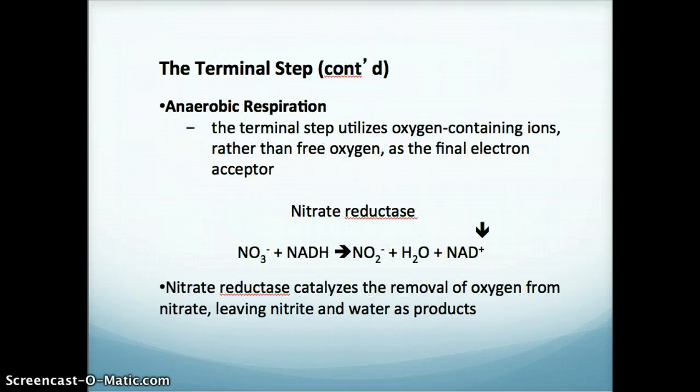When we look at the terminal step, if it's anaerobic respiration, what we see is that it utilizes oxygen-containing ions, not free oxygen, as the final electron acceptor. So in this case, it would be nitrate that would combine and accept and become nitrite, and you would have water and then NAD+. Okay, and so that's the terminal step for anaerobic respiration.